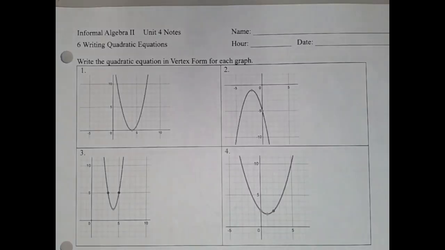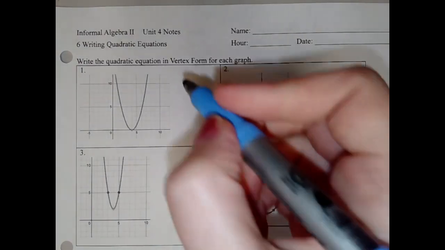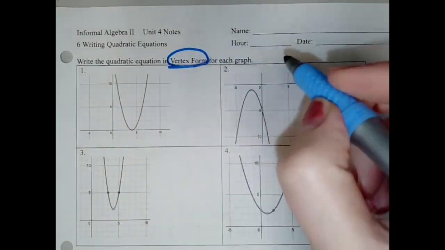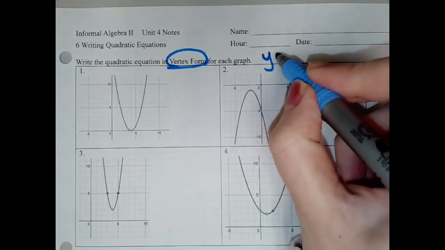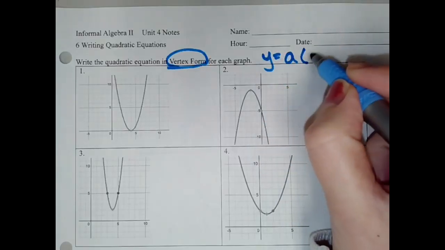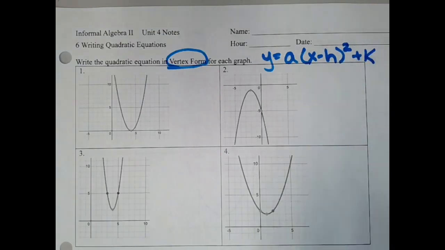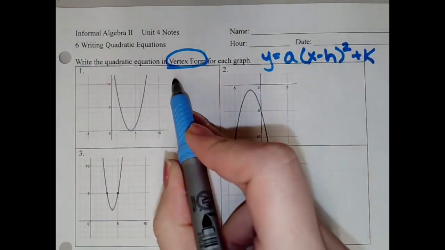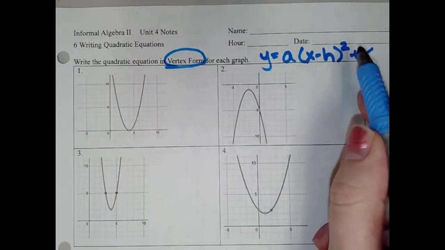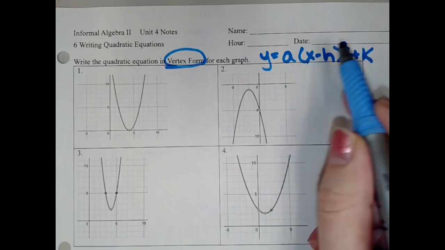Writing quadratic equations in different forms. We have three different forms that we've talked about thus far. We have vertex form, which is the general equation y equals a times (x minus h) being squared plus k. So you can tell it's vertex form because you have a binomial being squared or an x being squared.